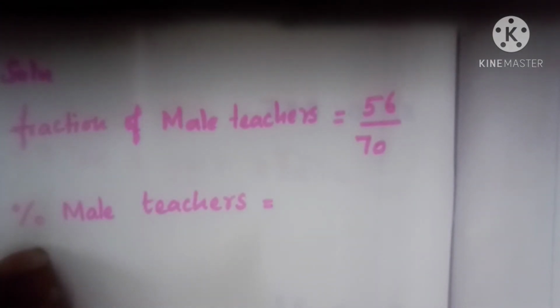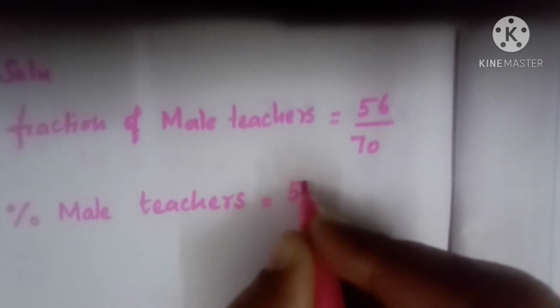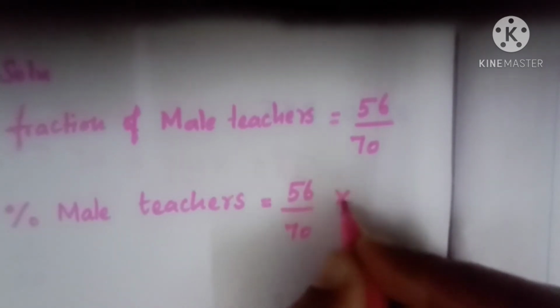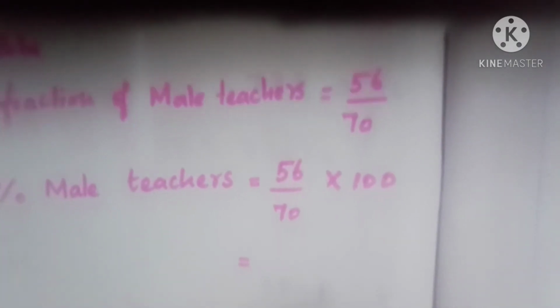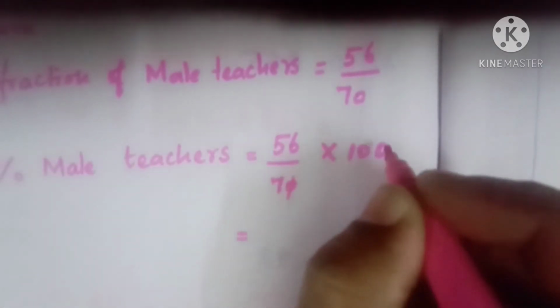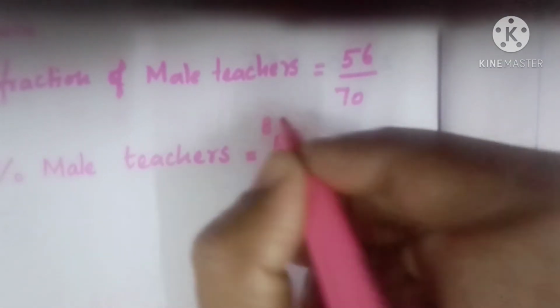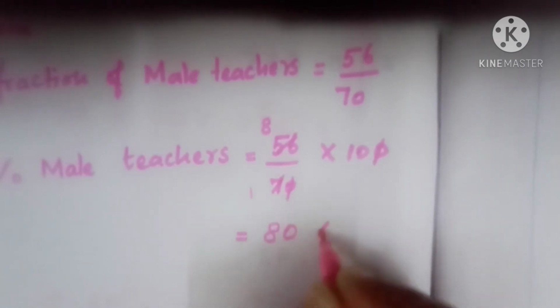Convert into a percentage means you have to simply multiply the fraction by 100. So 56 by 70 into 100. You have to reduce it. 10 and 10, and 1 7 is 7. 8 7s are 56. So 80 percentage.